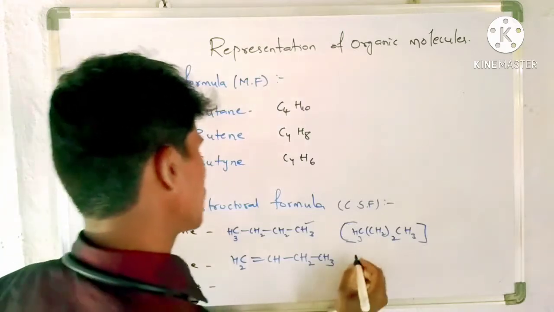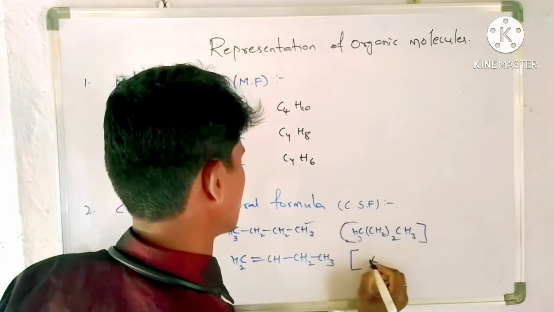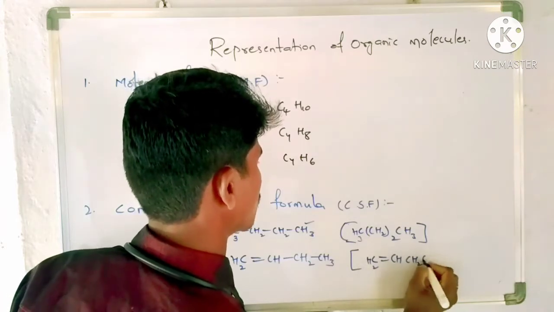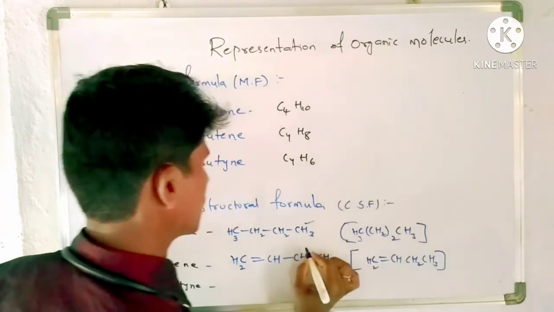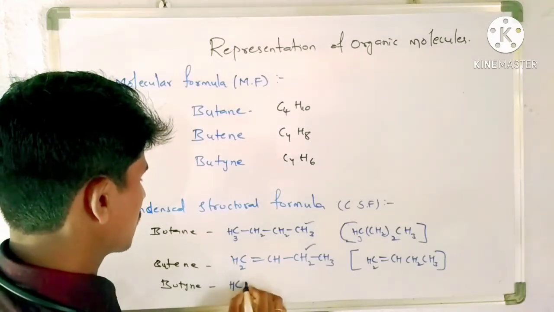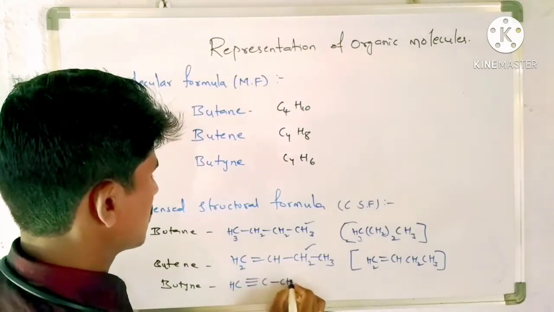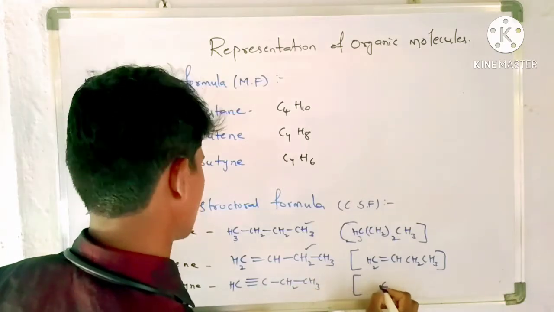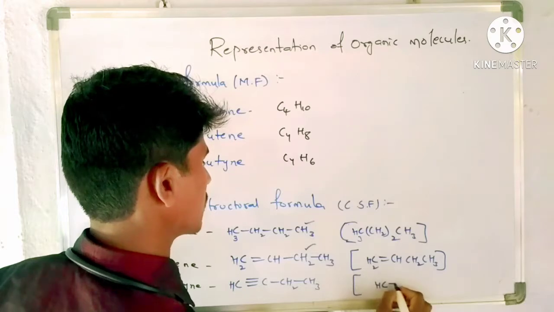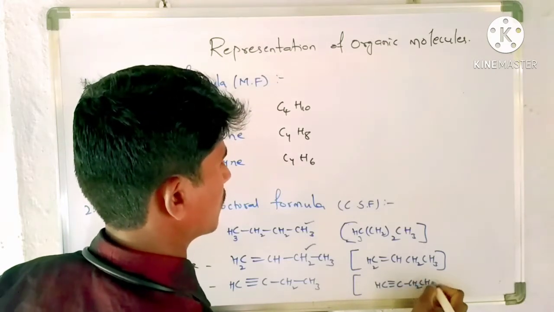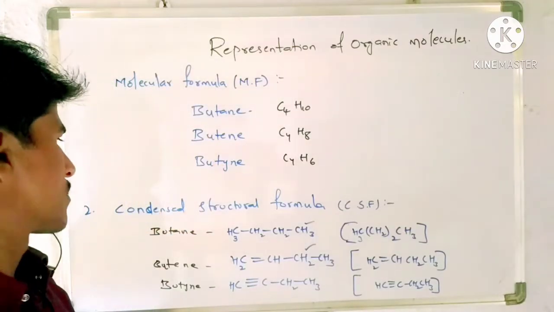This can also be represented as CH2 double bond CH, CH2, CH3, but this is the preferable one. For butyne, it is CH triple bond C, CH2, CH3. This can also be represented like this, CH triple bond C, CH2, CH3. Now this is the condensed structural formula.